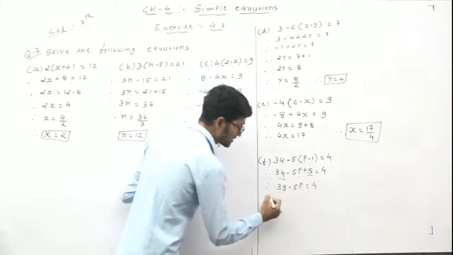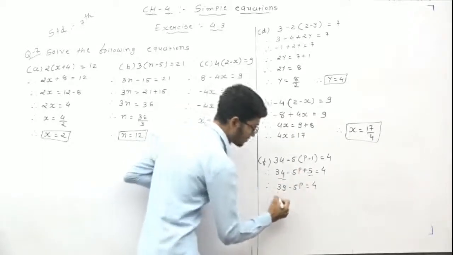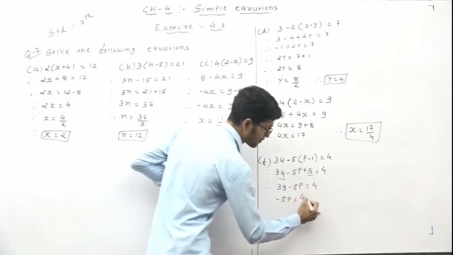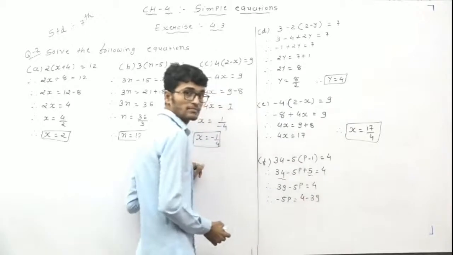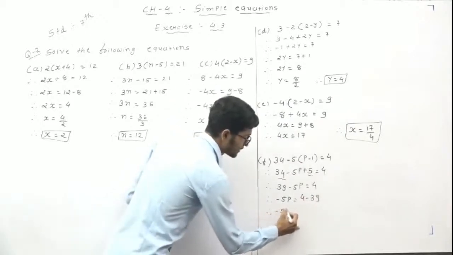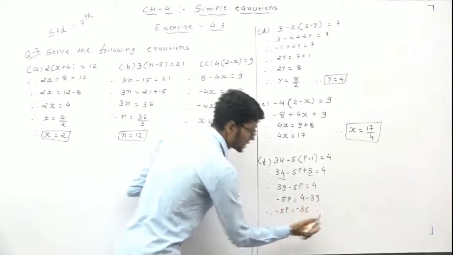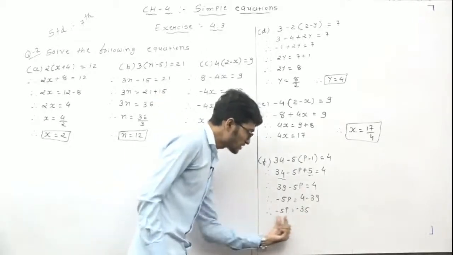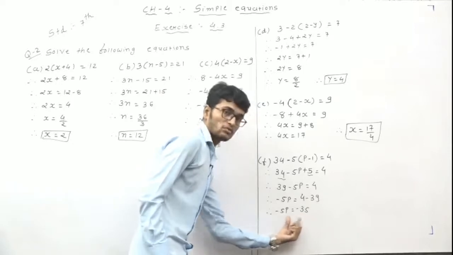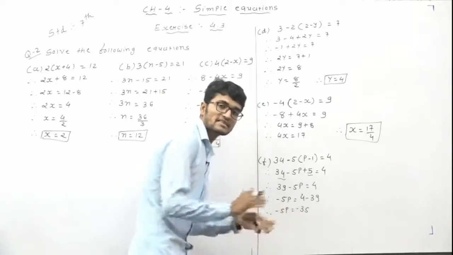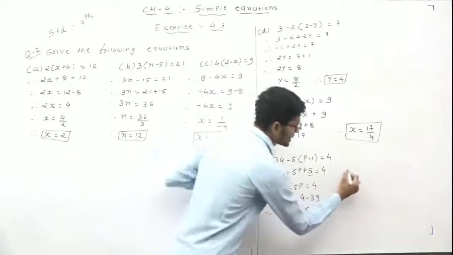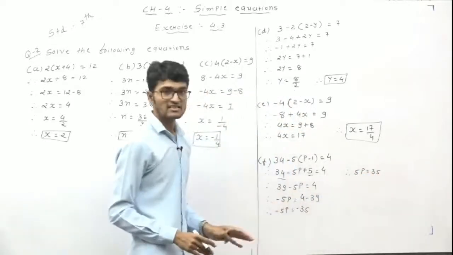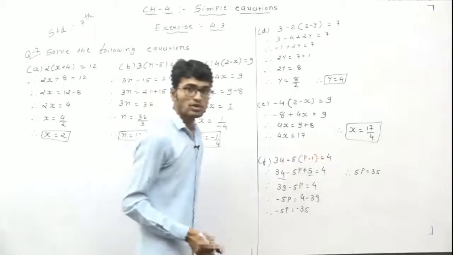Now 39 to this side, this means subtract 39 from both sides. 39 minus 5p on this side remaining, on this side, the 4 minus 39, minus 5p. 4 minus 39 means minus 35, right? Now see here, both sides have a minus sign, it means the minus signs cancel. So our next step is 5p is equal to 35, both sides' minus signs cancel, so next step 5p is equal to 35.